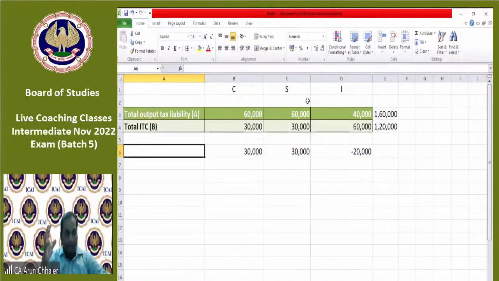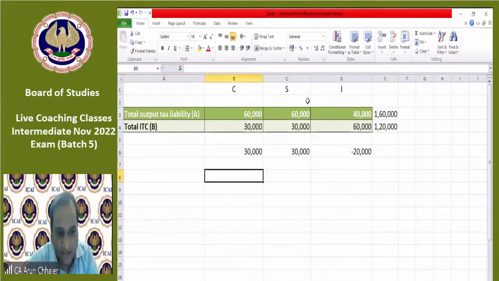What can be the multiple possible answers? I am requesting everyone, please write all possible answers. My question is only how much liability I have to pay in cash for CGST. If you have more than one answer, kindly write all the answers.